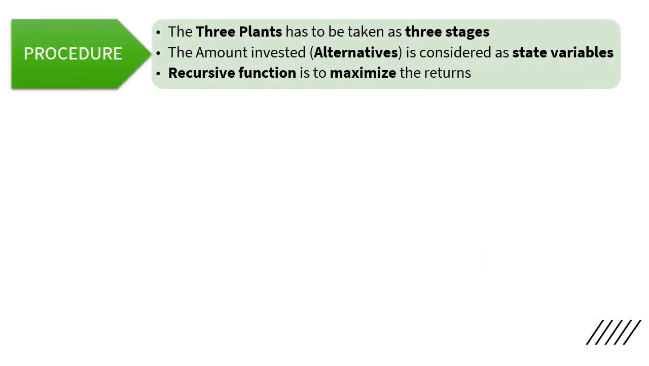How to solve this problem? Let us consider the 3 plants as 3 stages, and the amount invested is considered as an alternative, which is nothing but a state variable. Which means I have 4 crores, and I have alternatives 1, 2, 3 and 4. So each we are spending accordingly, so we have 4 columns based on that. And the recursive function here is to maximize your return, which means it's a maximization problem.